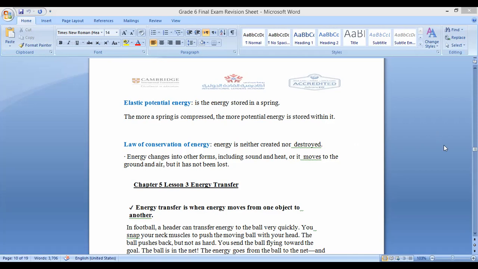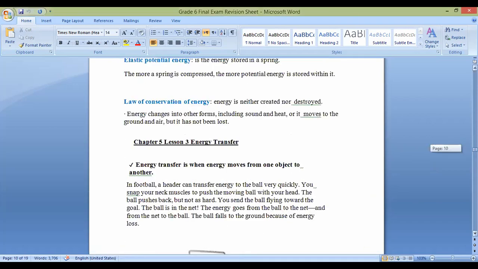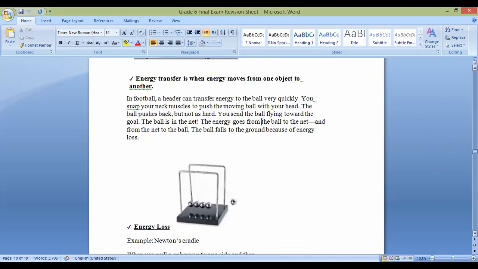As we see here in the first example, we said in football, a header can transfer energy to the ball very quickly. You snap your neck muscles to push the moving ball with your head. First of all, you move the muscles of your body to push the ball with your head. The ball pushes back, but not as hard. You send the ball flying toward the goal. The ball is in the net.